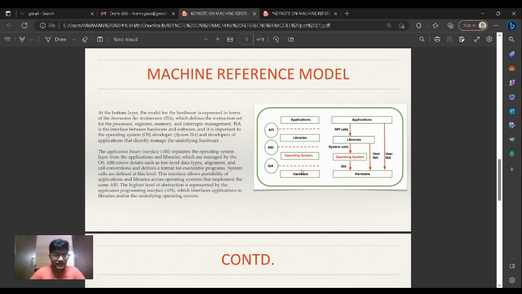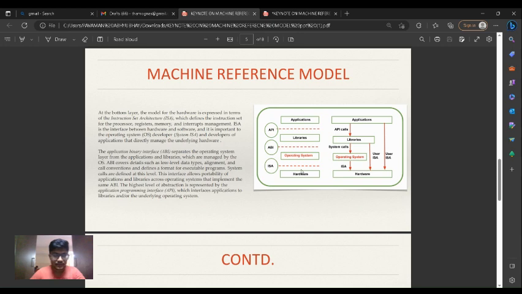The application binary interface, ABI, separates the operating system layer from the applications and libraries, which are managed by the operating system. ABI covers details such as low-level data types, alignment, and call conventions, and defines a format for executable programs. System calls are defined at this level. This interface allows portability for applications and libraries across operating systems that implement the same ABI.